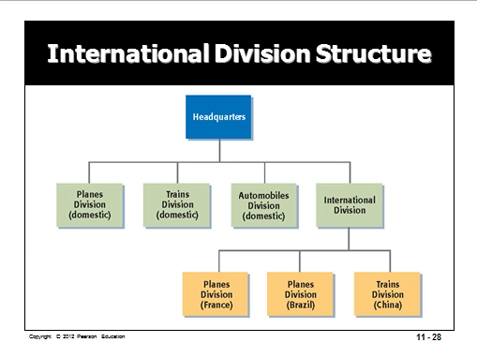Potential problems with this structure are poor coordination between the international division and the rest of the company can hurt performance, and destructive rivalries may arise between different country managers within the division.